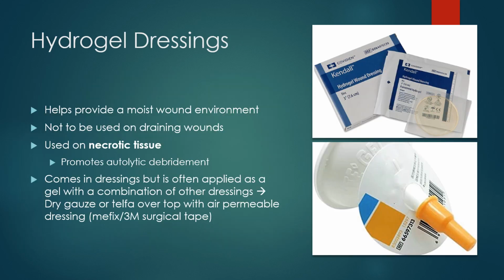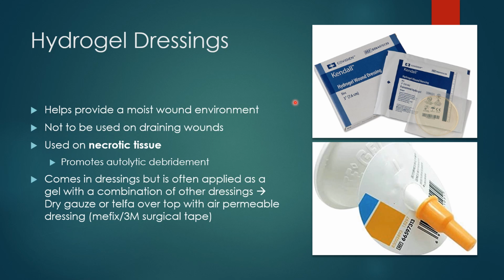One of the most common dressings that we use to promote debridement is called a hydrogel dressing. This dressing promotes the wound environment as it promotes some autolytic debridement, and it can be used on necrotic tissue, but it cannot be used on any draining wounds. This dressing itself needs to be placed right against that necrotic tissue in order to work.